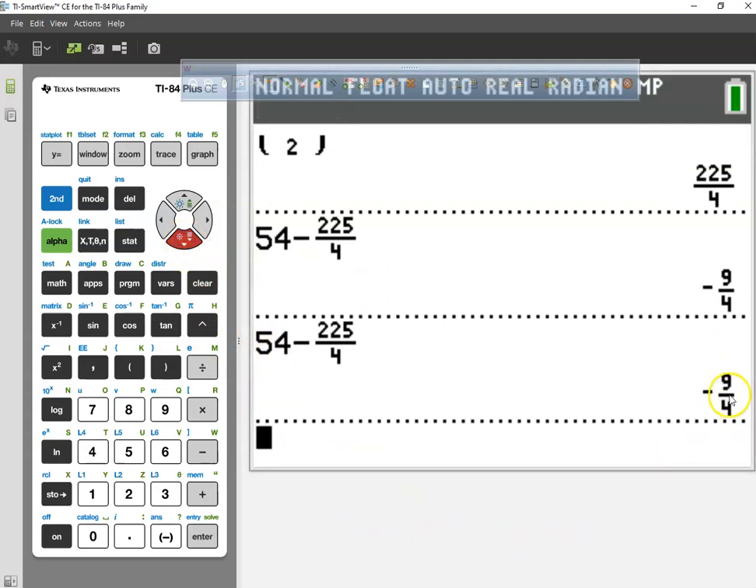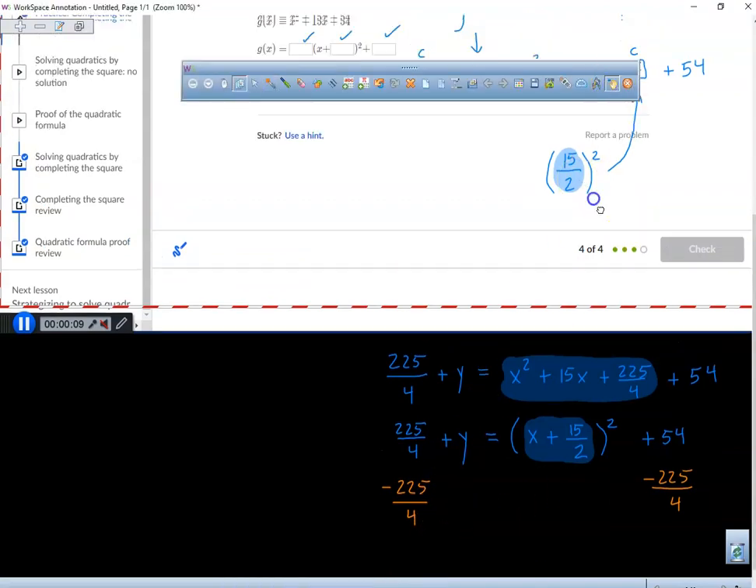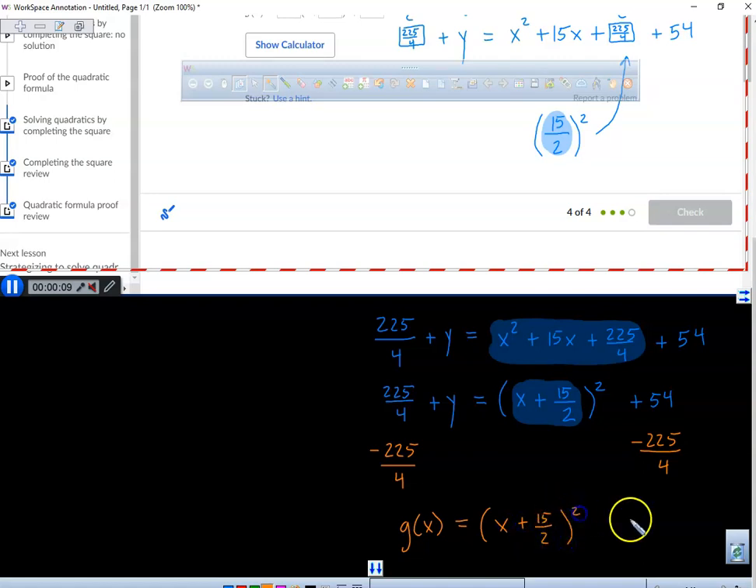Now, negative 9 over 4. So guys, here's what we got. Here's our final answer. Ready? Let's change it back to G of x. Here's your final answer, guys. G of x equals parentheses x plus 15 over 2 close parentheses squared minus 9 over 4.